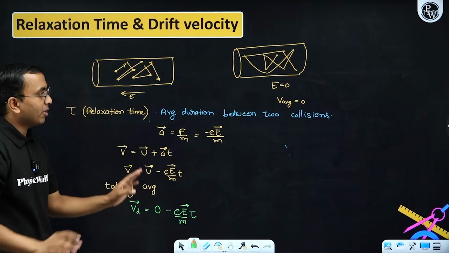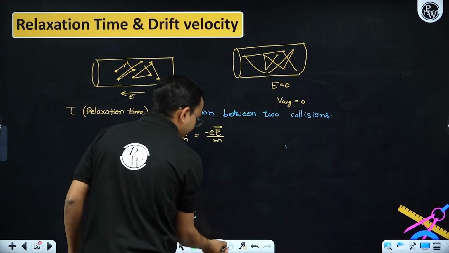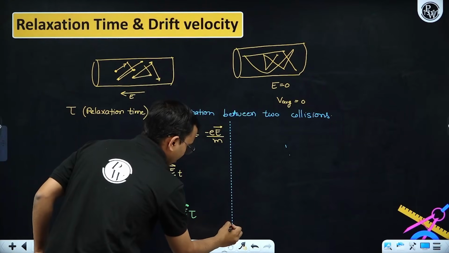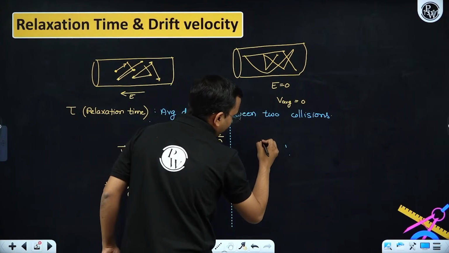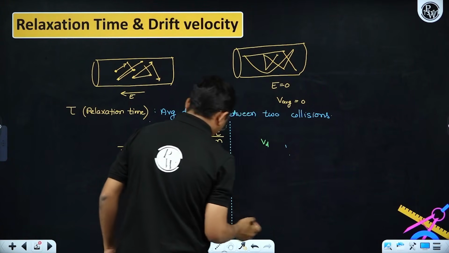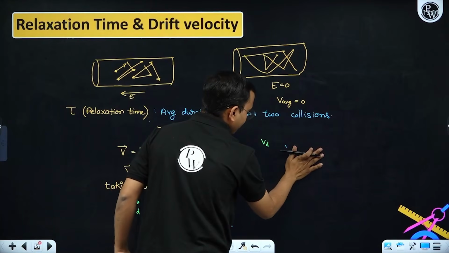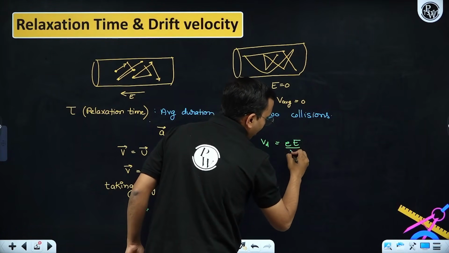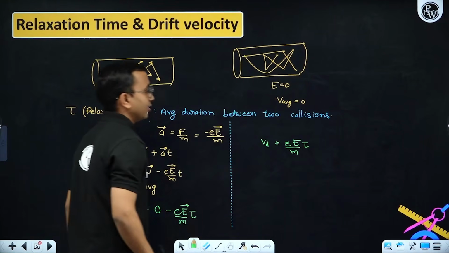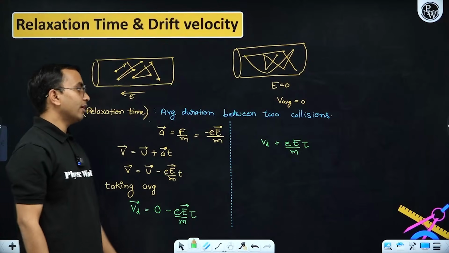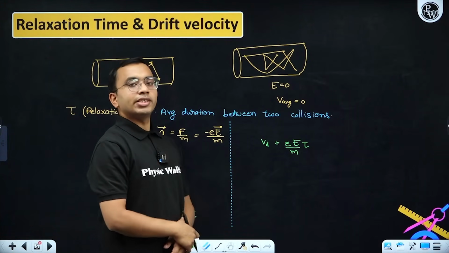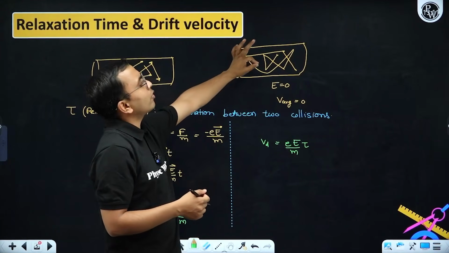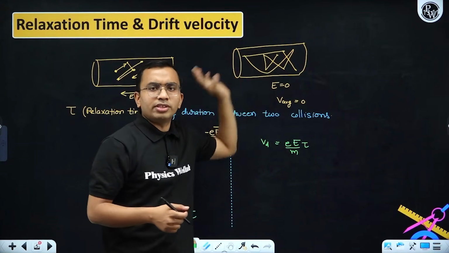The negative sign is there, but I'm just talking about the magnitude of the drift velocity. So the magnitude is equal to e into electric field E divided by m into tau, where tau is my relaxation time. Effectively, the velocity with which a particular electron is moving, I'll say, is V drift.